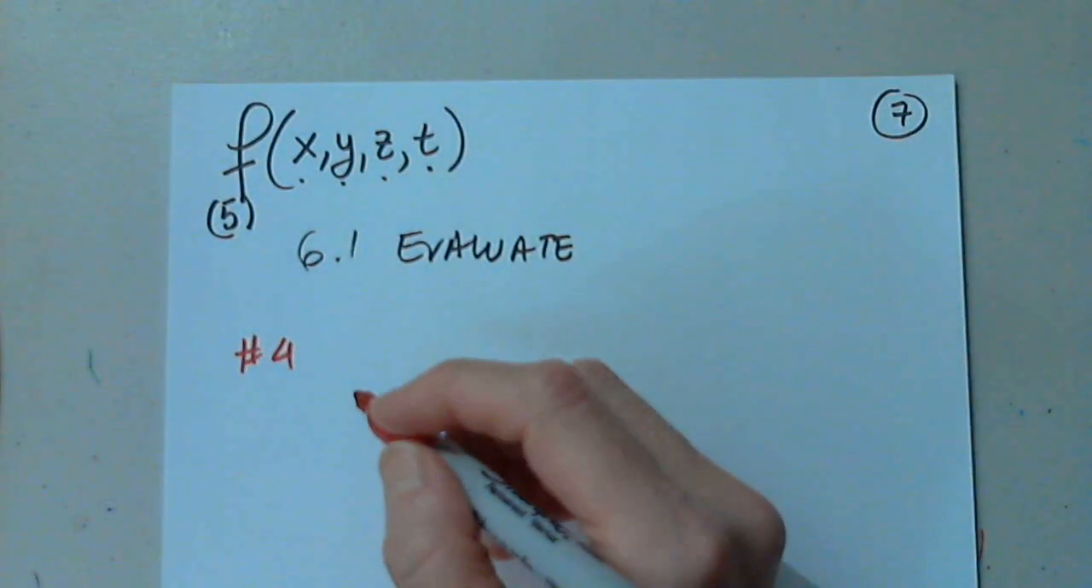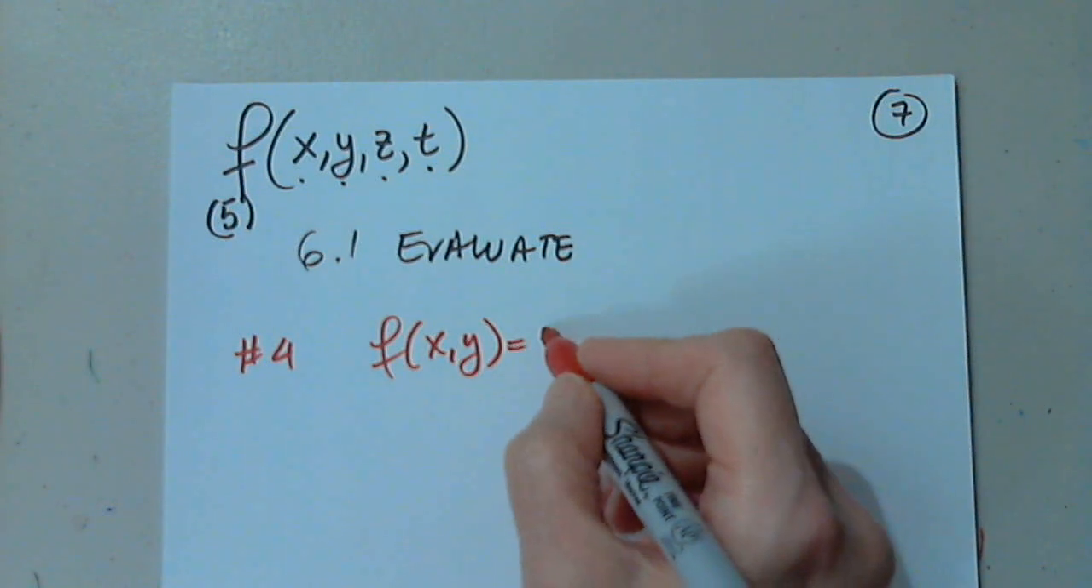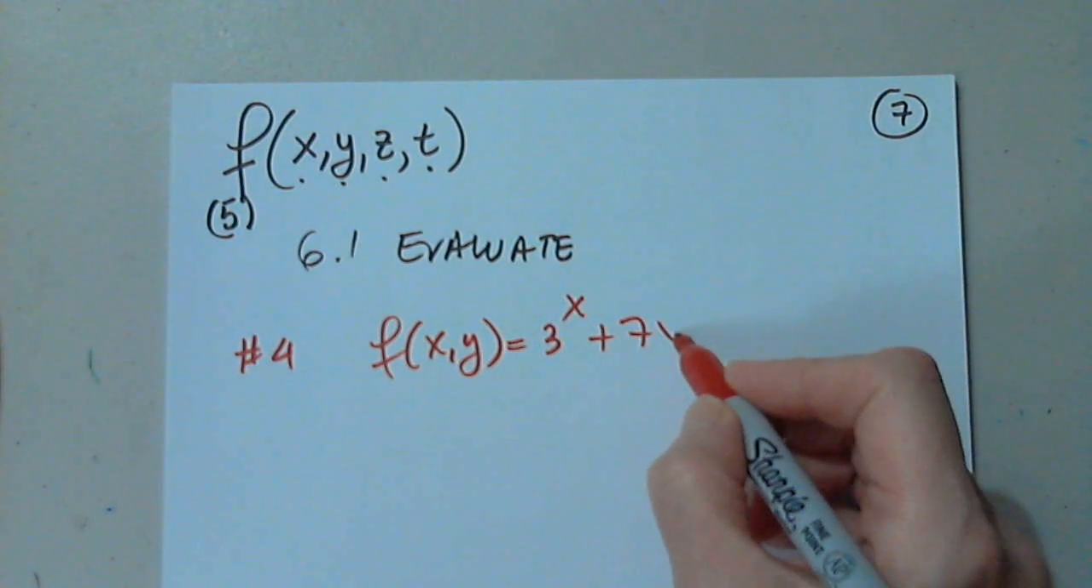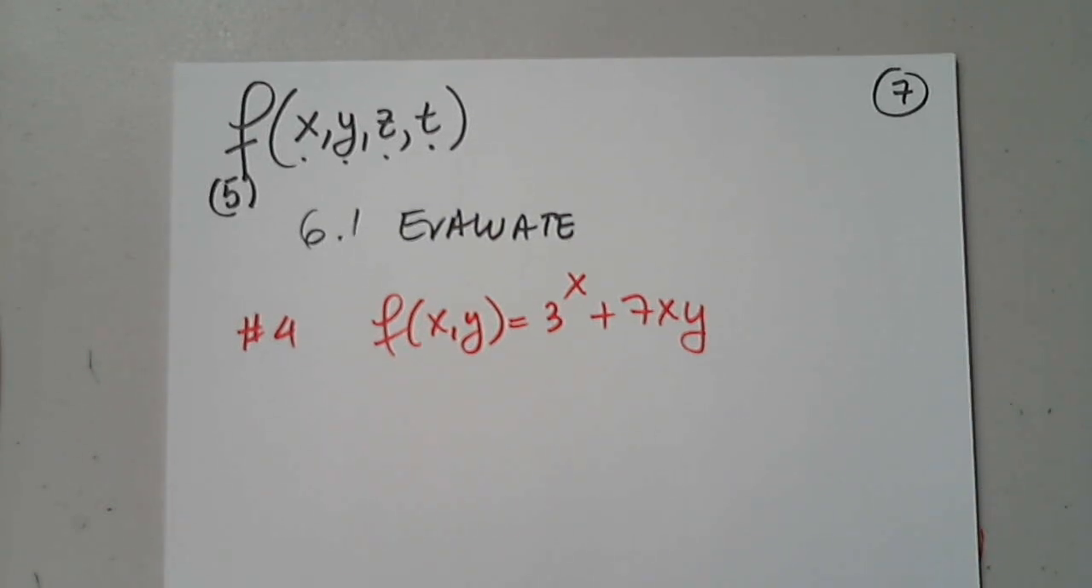Awesome. So problem 4 has f of x and y, and that is 3 to the x plus 7xy. And they're asking us to just choose one. They're all the same. You want f of 0 comma negative 2, f of negative 2 comma 1, or f of 2 comma 1. You choose. It doesn't matter.